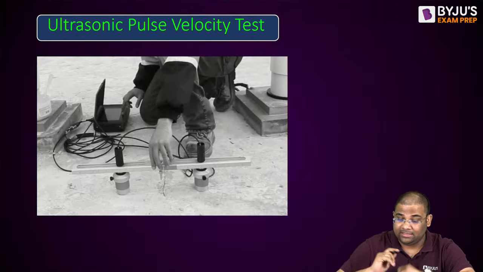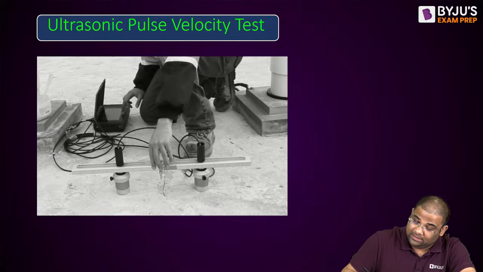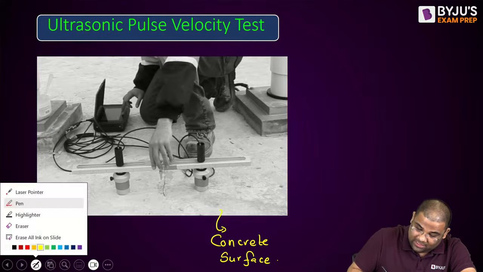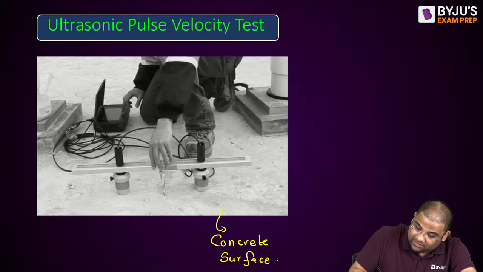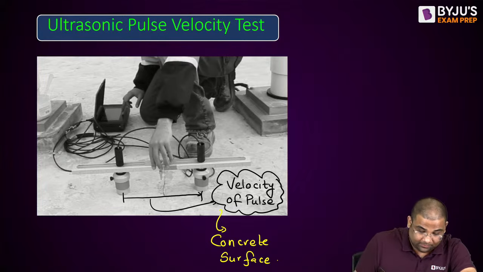Now you can see this is a real test. You can see this is a concrete slab, or concrete surface. Here we have two transducers, and the signal will originate from here and end here, right? From this, the velocity of the pulse will be calculated, and based on that there will be classification of the concrete.